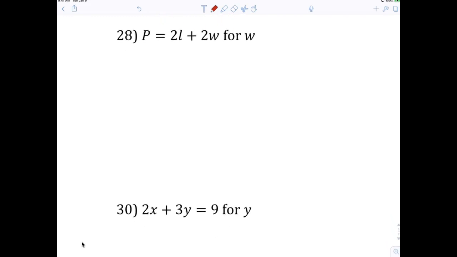Highlight W. And now what am I doing? Subtract 2L. Right, subtract 2L.